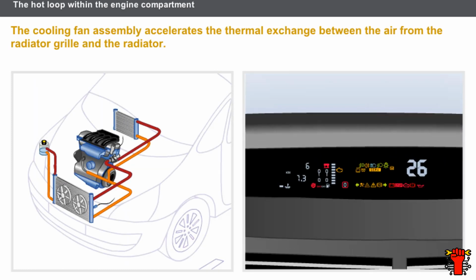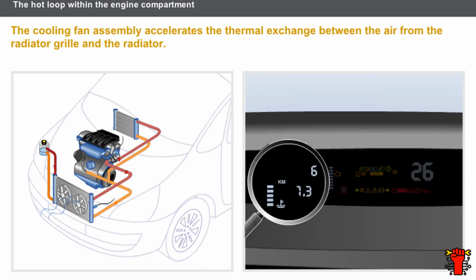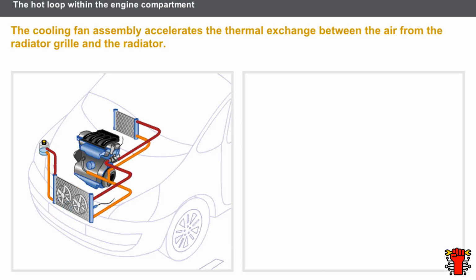In some cases, the airspeed is not sufficient to lower the temperature of the coolant. The cooling fan assembly accelerates the thermal exchange between the air from the radiator grill and the radiator. The cooling fan assembly is composed of one or two fans located upstream or downstream of the radiator.